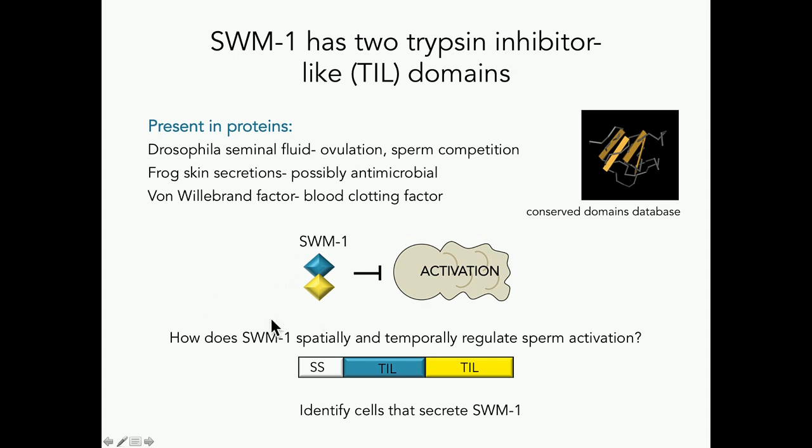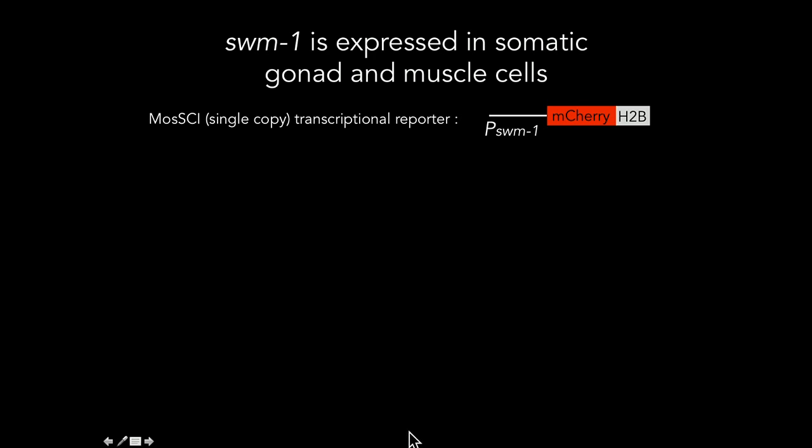So to understand how SWM-1 spatially and temporally regulates activation, I first wanted to know in what cells is SWM-1 expressed. Because in addition to the two TIL domains, SWM-1 has a secretion signal. So I wanted to know what cells might secrete it. To do this, I generated a transcriptional reporter where I fused the promoter of SWM-1 to mCherry and a histone protein. So what we're looking at are the nuclei of cells that express SWM-1.